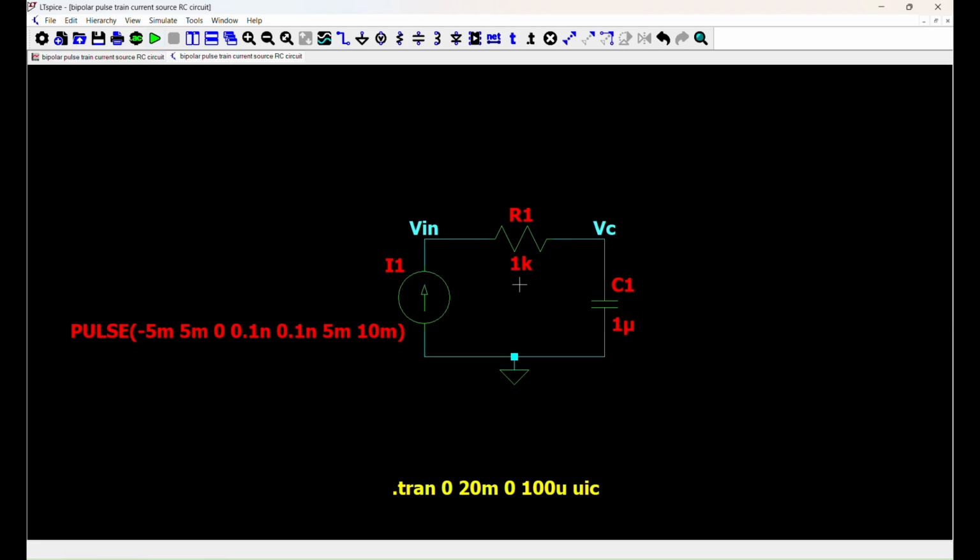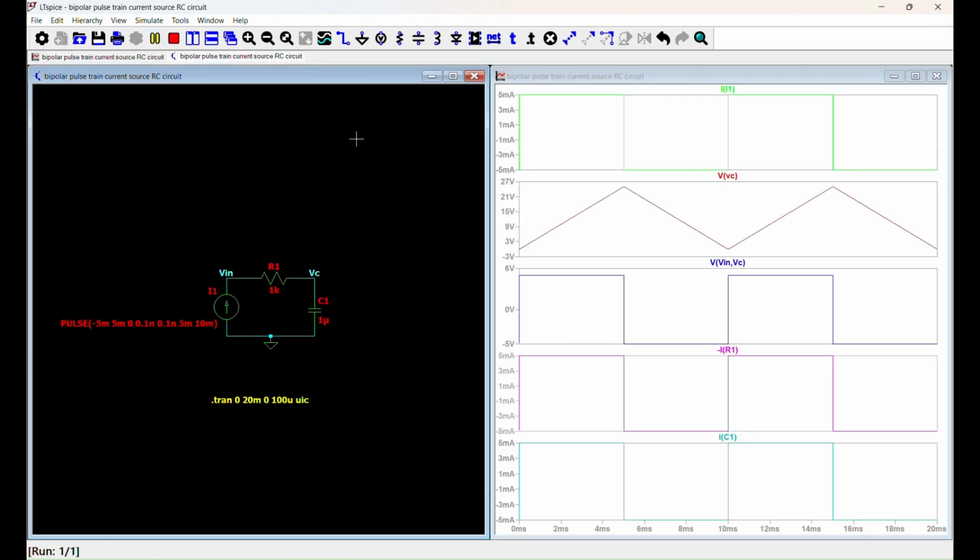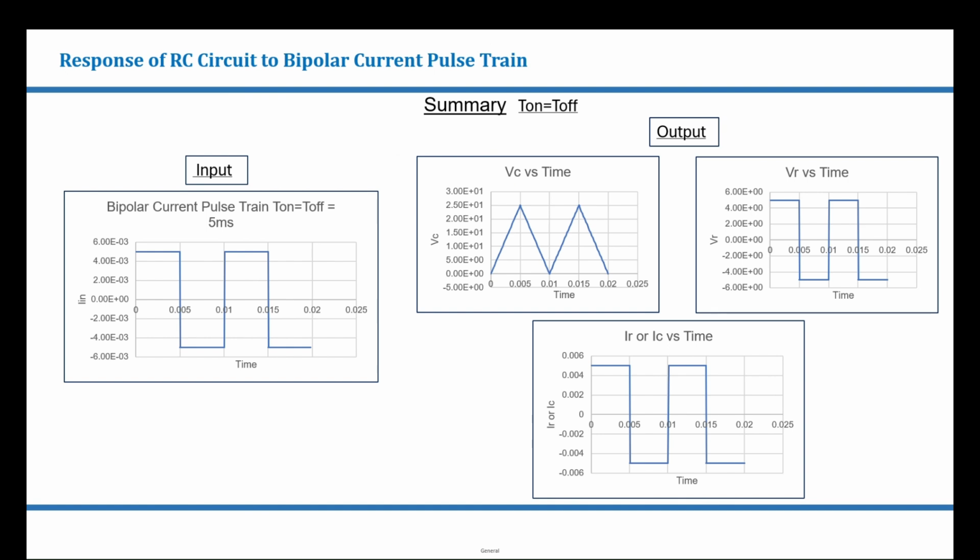Here we have considered the case where T on is equal to T off. On simulating, this is the input current that we are feeding, this is the voltage across the capacitor, this is the voltage across the resistor, and this is the current flowing through the circuit. Here is the summary for the case where T on is equal to T off. This is the input current that we are feeding, and this is how the input current has transformed the voltage across the capacitor, the resistor, and the current flowing through the circuit.